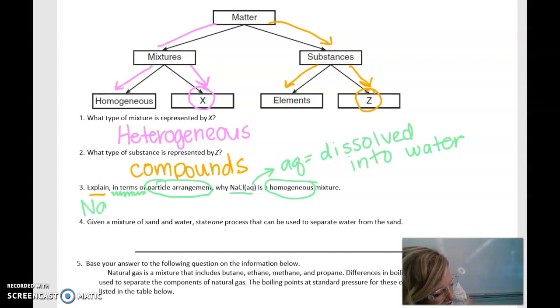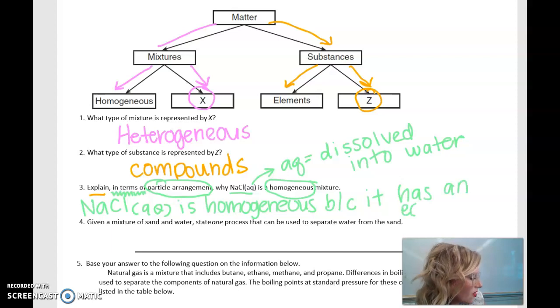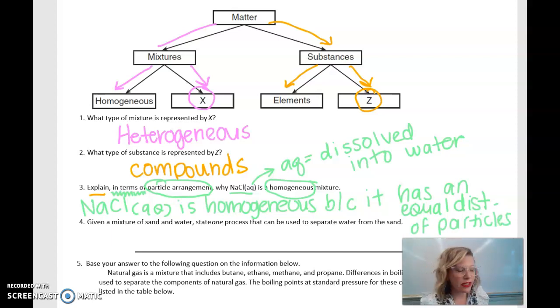So NaCl(aq) is homogeneous because it has an equal distribution of particles. Now notice that I've abbreviated things here. So when you guys are answering questions for me, or if I give you an assignment like this for my class, I don't mind abbreviations. But it is key to point out that on the Regents exam, please don't abbreviate anything. You have 3 hours to take the exam, so you have plenty of time to actually sit and write things out.